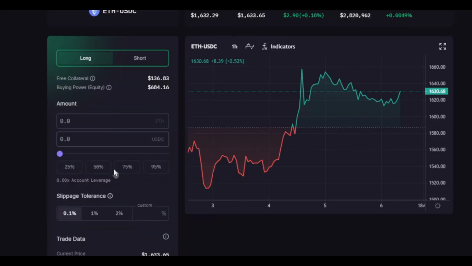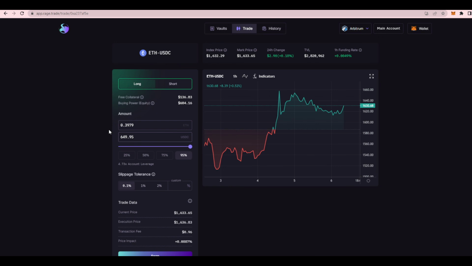In terms of leverage, currently you can get up to 4.75x leverage. I think on my account I had roughly something like that. I think the limit might be 5x leverage right now, and then this can increase to 10x leverage in the future. But of course, Rage is still early, and so they're going to be increasing that leverage limit in the future.